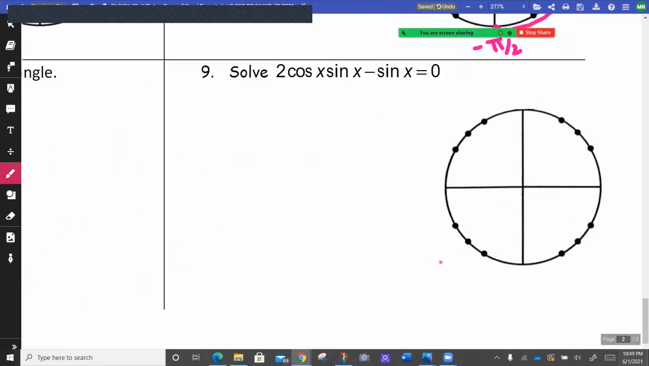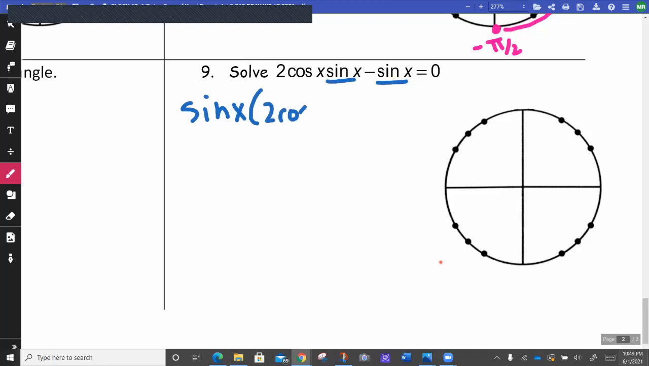Okay, 9, looking at this, I am going to factor a sine x from both of these. So I'm going to get sine x times 2 cosine x minus 1 equals 0. So I'm going to have sine x equals 0, and that is going to occur here at 0 and here at pi.